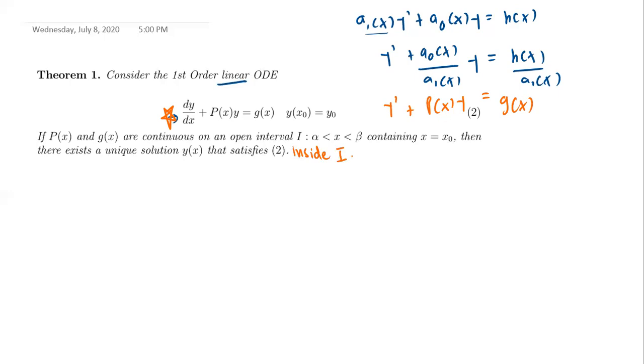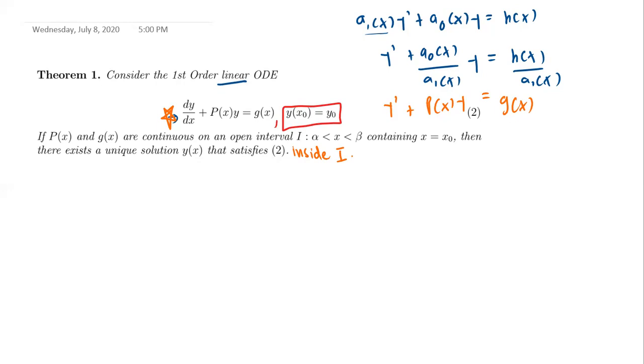Now, notice that this is a first order linear ODE. Not only that, it's an initial value problem because I'm also giving you this initial condition, that y of x naught equals y naught. So this first order linear differential equation with this initial condition is an initial value problem. That's how we defined it in the previous videos.